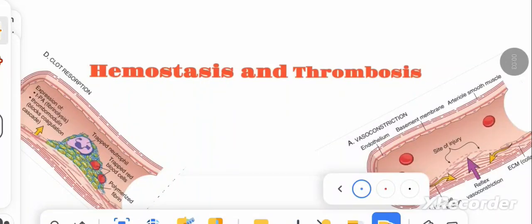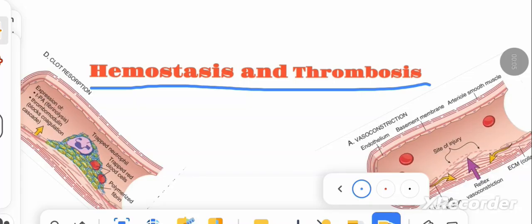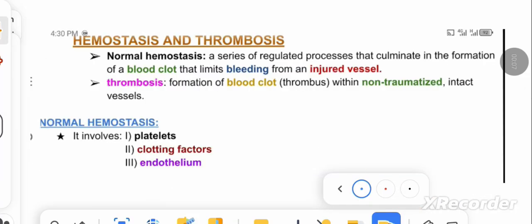In this video, we're going to look at hemostasis and thrombosis. So, normal hemostasis is a series of regulated processes that culminate in the formation of a blood clot that limits bleeding from an injured blood vessel. In this case, we are saying normal hemostasis is simply a regulated process that leads to formation of a blood clot, and this blood clot is aimed at preventing bleeding from an injured blood vessel.